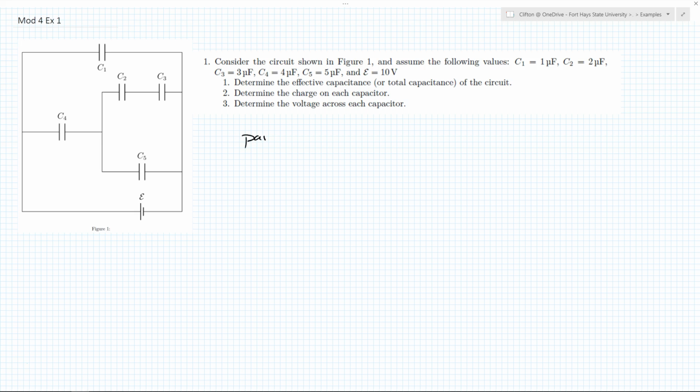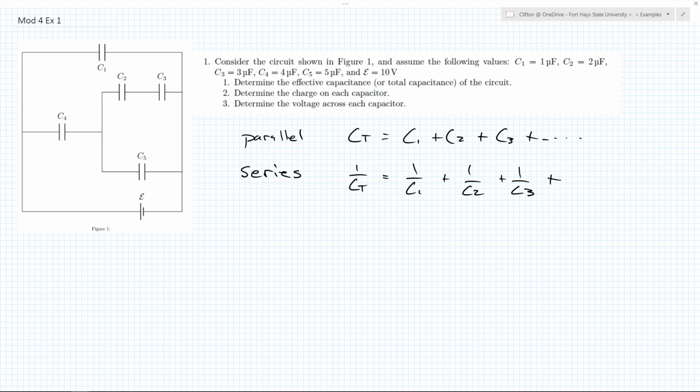So in parallel, the capacitance, or the effective capacitance, or the total capacitance of capacitors that are connected in parallel is just the sum of all of the capacitances that are connected in parallel. So C total is equal to C1 plus C2 plus C3 plus however many more capacitances we have. In series, it's the inverses that add. So 1 over C total is equal to 1 over C1 plus 1 over C2 plus 1 over C3 plus, again, however many capacitances we have in series.